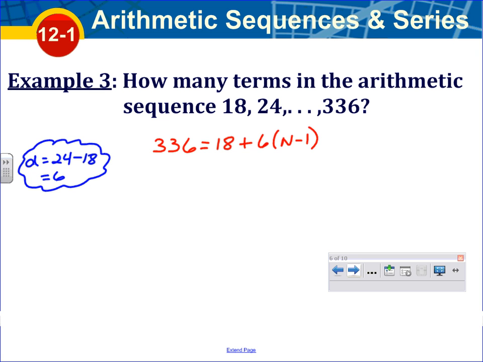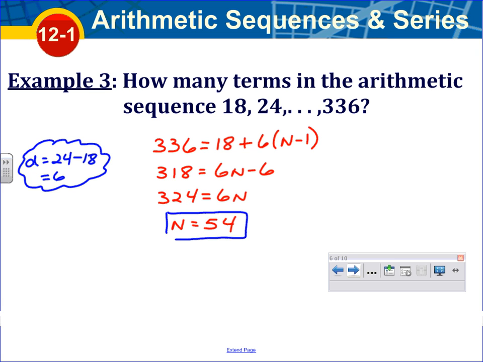So now we're just going to solve this thing. We're going to subtract the 18 from both sides. So that gives me 318 equals, and I'm going to distribute the 6 as well. So I'm going to have 6n minus 6. Add the 6 to both sides, and that gives me 324 equals 6n. And then I'm going to divide both sides by 6, so n is 54. So what that actually means is starting with 18, that's my first term, 336 is my 54th term in that sequence. And that's what I tried to find there.